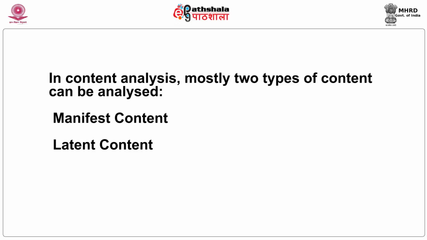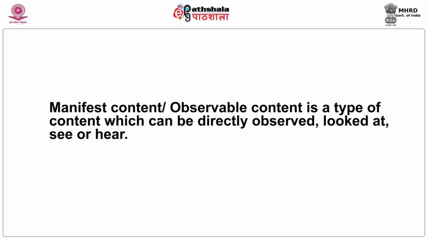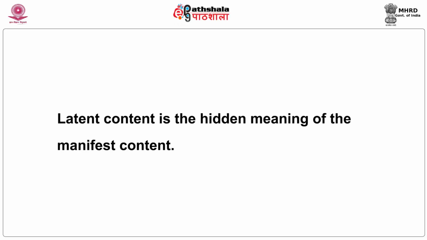In content analysis, mostly two types of content can be analyzed. 1. Manifest content. 2. Latent content. Manifest content, or observable content, is a type of content which can be directly observed, looked at, seen or heard. Latent content is the hidden meaning of the manifest content.